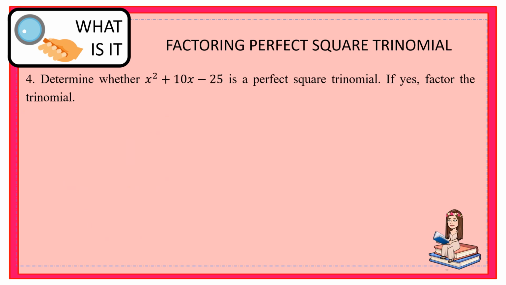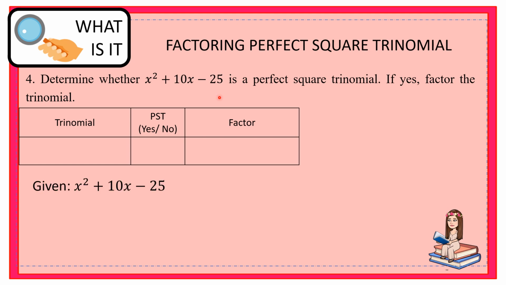The fourth example. Determine whether x squared plus 10x minus 25 is a perfect square trinomial and factor it out. Same procedure. Here's the given. Is the first term a perfect square? Yes. And the square root is x. That's right. Is the second term a perfect square? Yes. But is it plus?